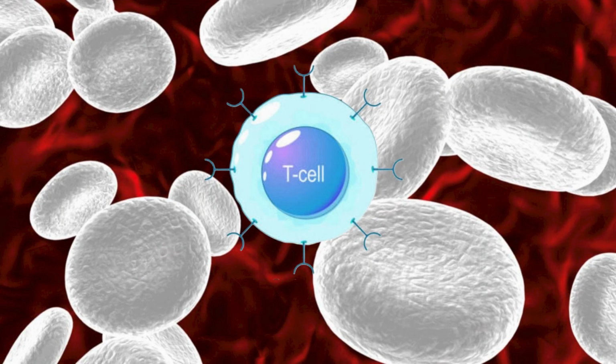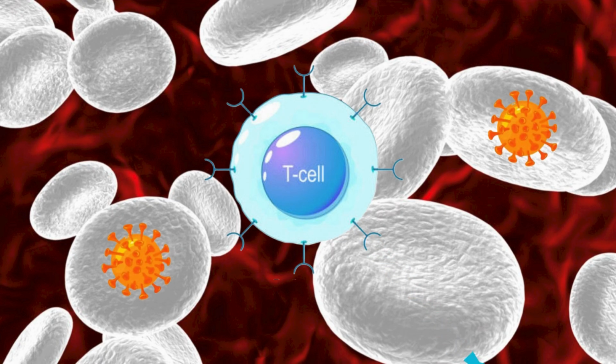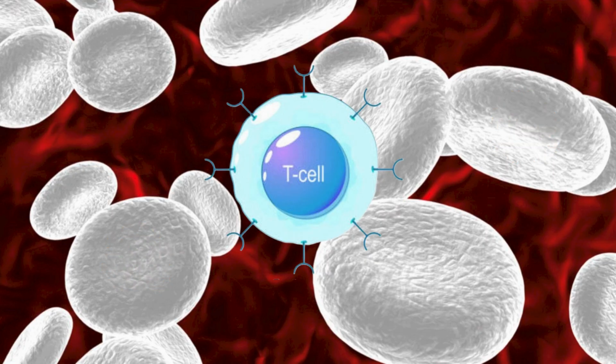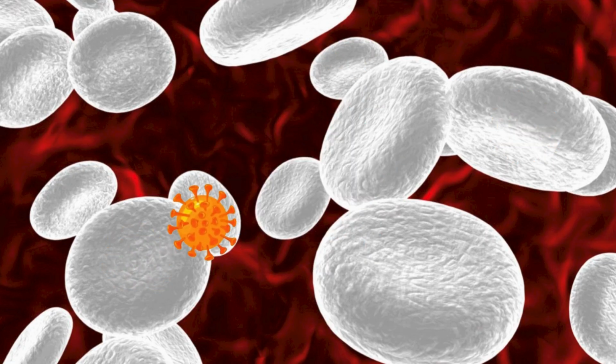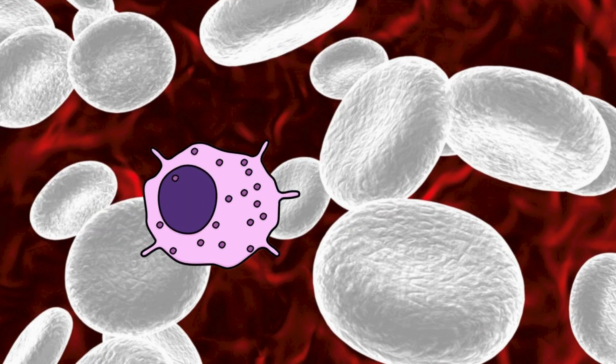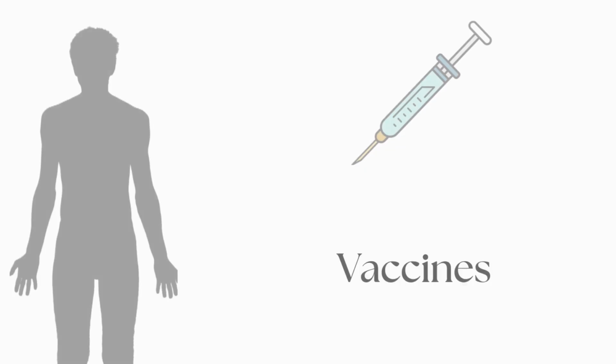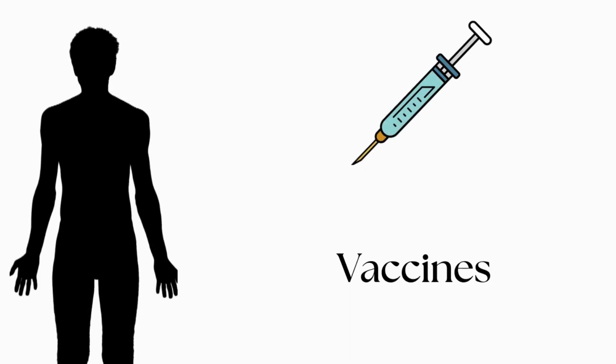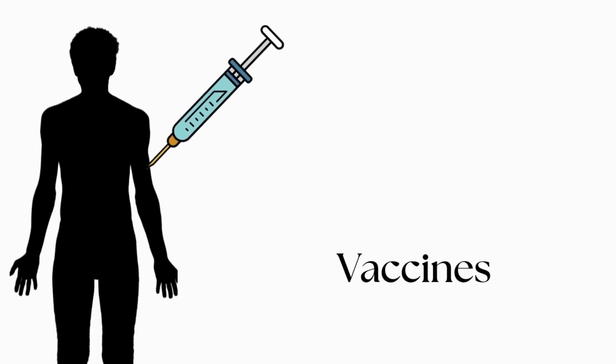Memory T cells also play a crucial role. They recognize infected cells and signal other immune cells to destroy them. This memory ensures that when the same pathogen appears again, the immune system mounts a faster and stronger defense, often preventing illness altogether.